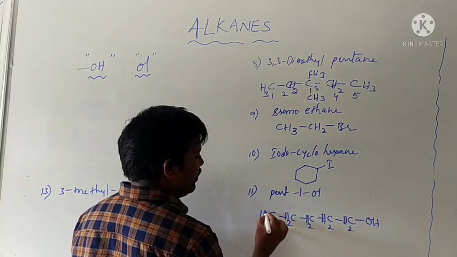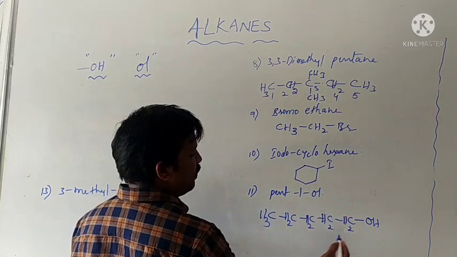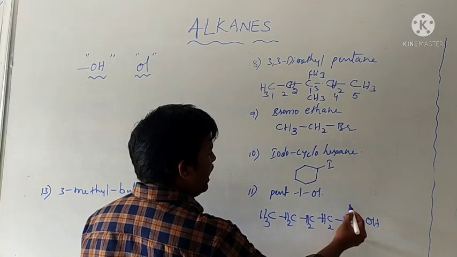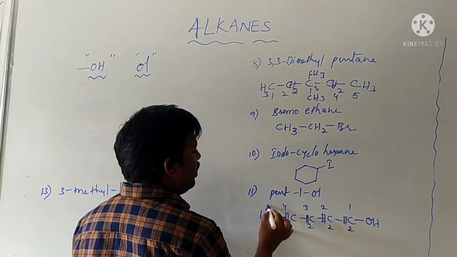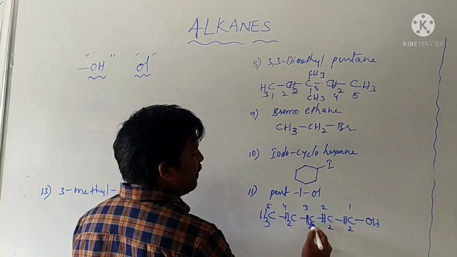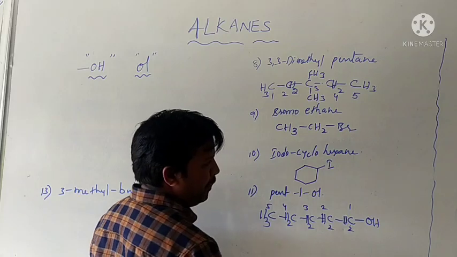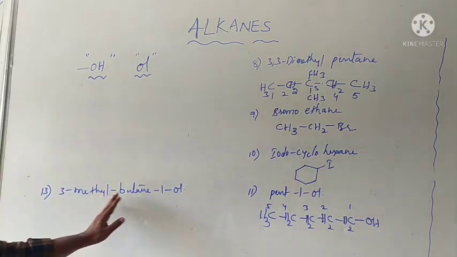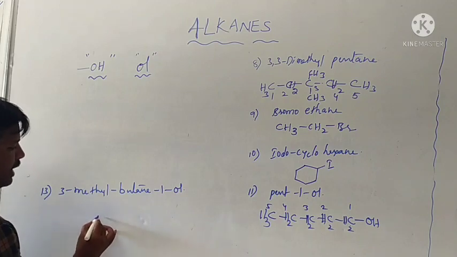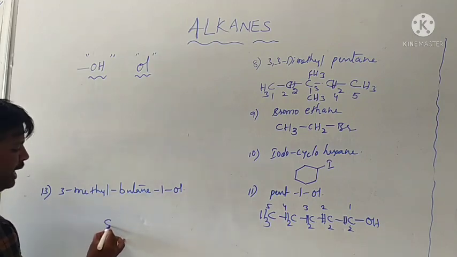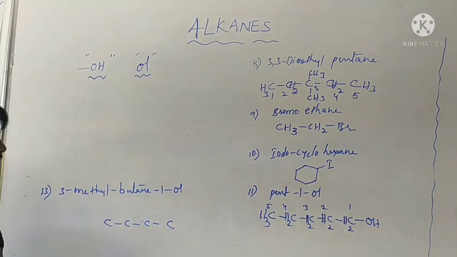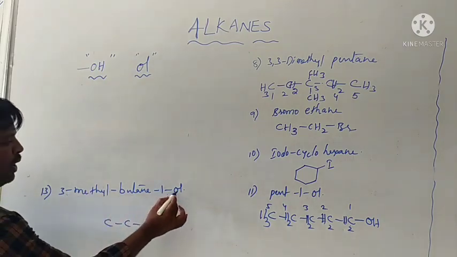CH2, CH2 and CH3. Therefore, numbering starts from right to left: 1, 2, 3, 4, 5. That is pent, total 5 carbons, pentan-1-ol. Here, 3-methyl butan-1-ol. That is butane; butane itself indicates the total of 4 carbons present in that carbon chain.